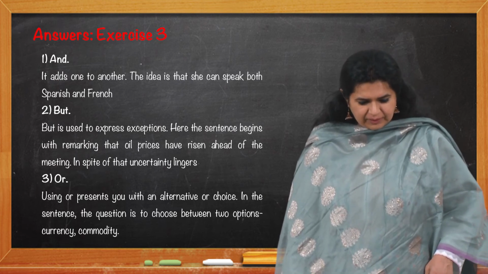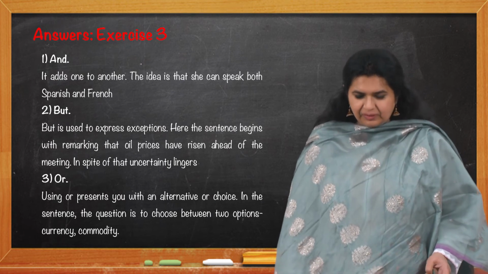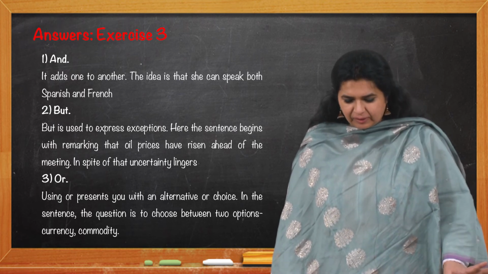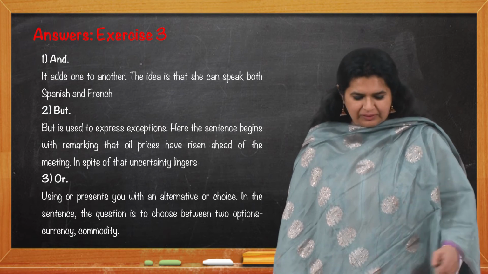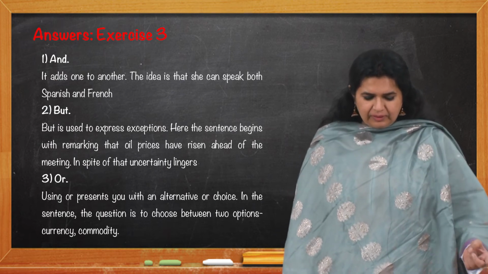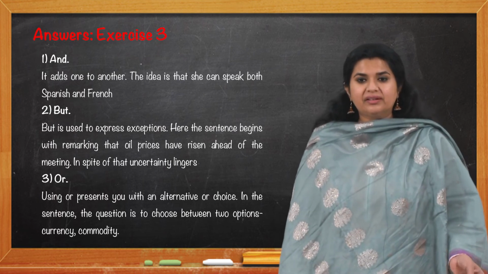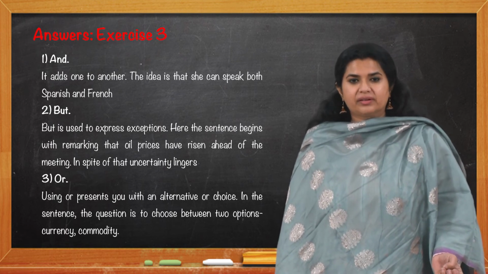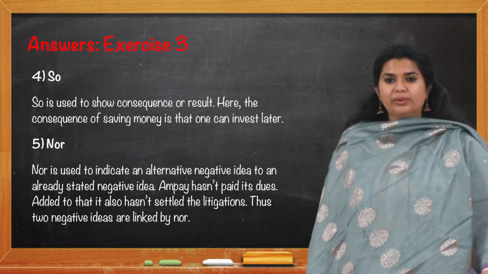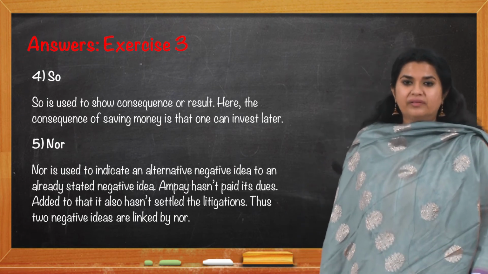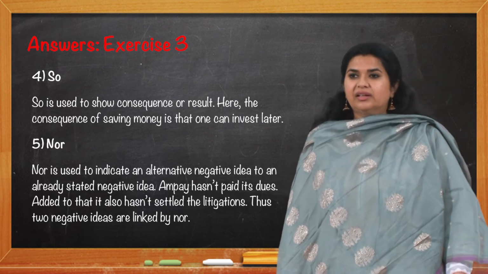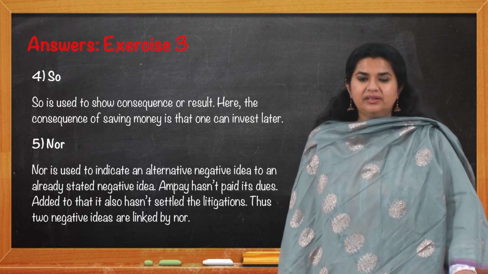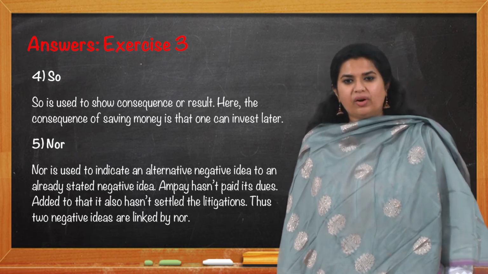Next is but, which is used to express exceptions. Here the sentence begins with remarking that oil prices have risen ahead of the meeting, in spite of that, uncertainty lingers. So, but. Or presents you with an alternative or choice in the sentence here. The question is to choose between two options, currency or commodity, and so or. Number 4 is so. So is used to show consequences or result. Here the consequence of saving money is that one can invest later. Number 5 is nor. Nor is used to indicate an alternative negative idea to an already stated negative idea. So, the answer is nor.